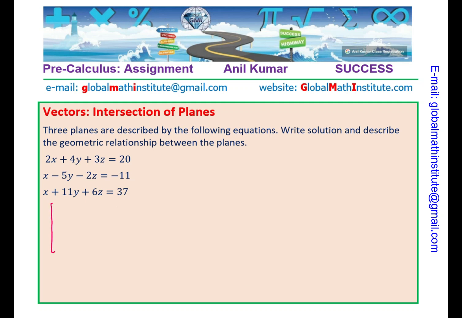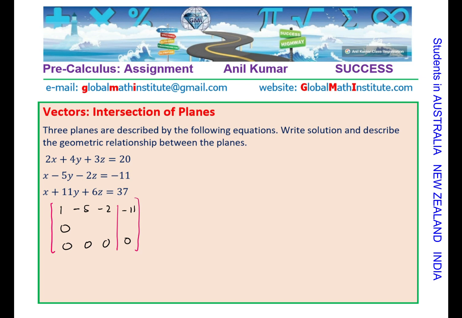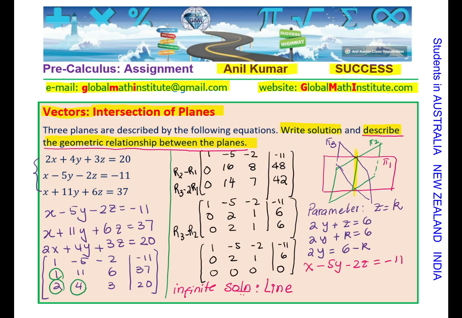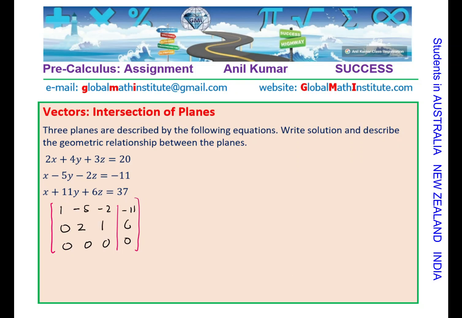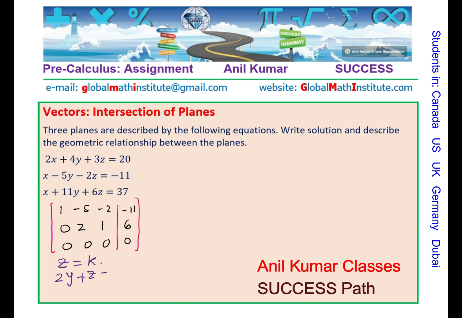Let's write down the matrix now first. So first equation was 1, minus 5, minus 2, minus 11. It didn't get changed. Here we had 0, 0, 0, and here we had 0. Let's rewrite that equation, 0, 2, 1, 6, right? Correct. And we are saying we have one parametric equation which is z equals to k. And then when we substitute it, 2y plus z equals to 6. So from here we get 2y equals to 6 minus k, right?